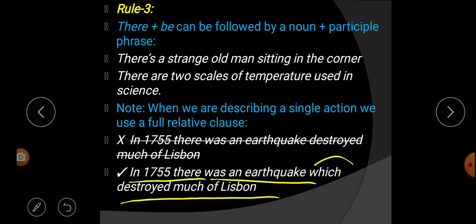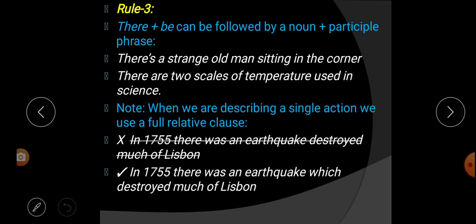We know here the word which, it is what? An interrogative pronoun, or we can say it is a relative pronoun. That's why which destroyed much of Lisbon is what? A clause. As this clause is introduced by a relative pronoun, that's why this sentence, destroyed much of Lisbon, is called a relative clause.